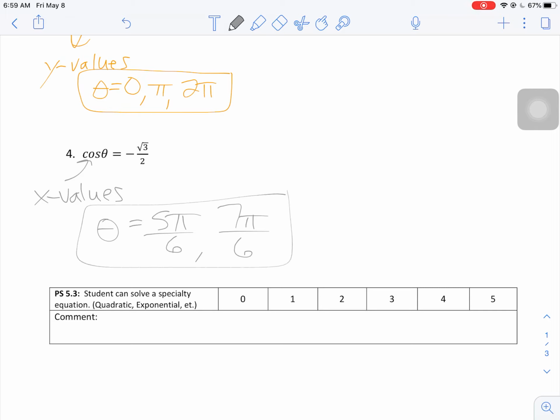And again, this is the level of difficulty of the problem you will see on the summative, and there are 2 of them.